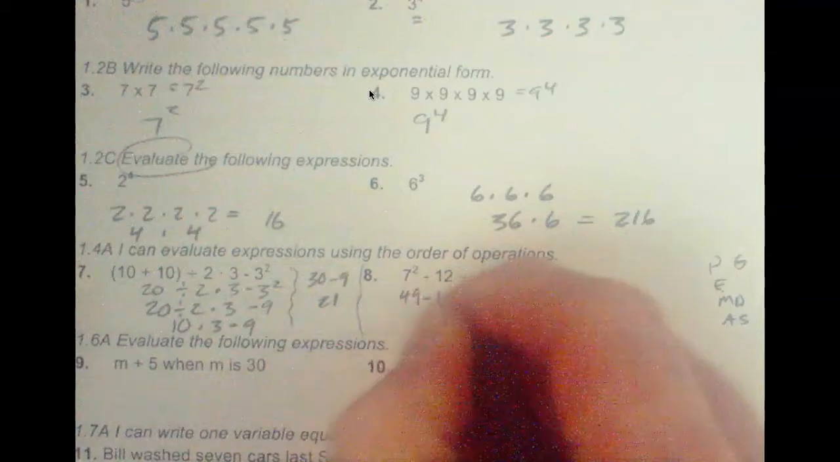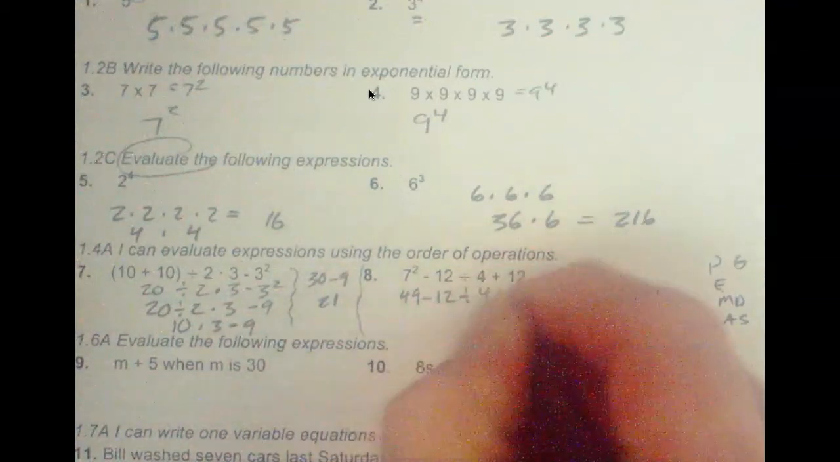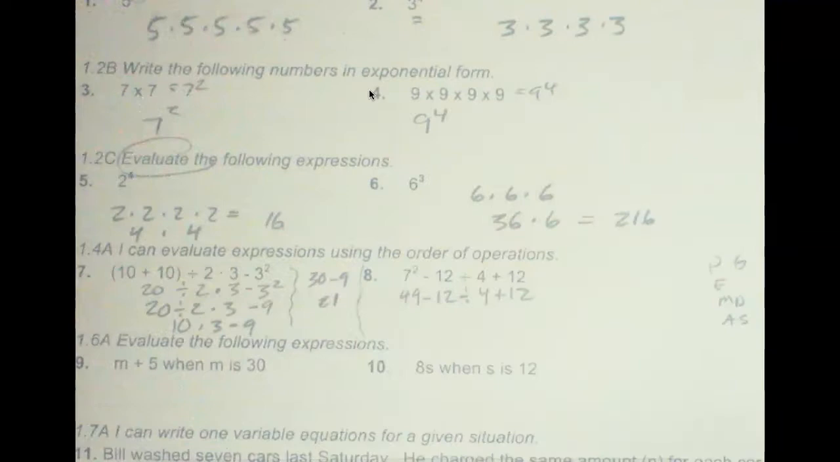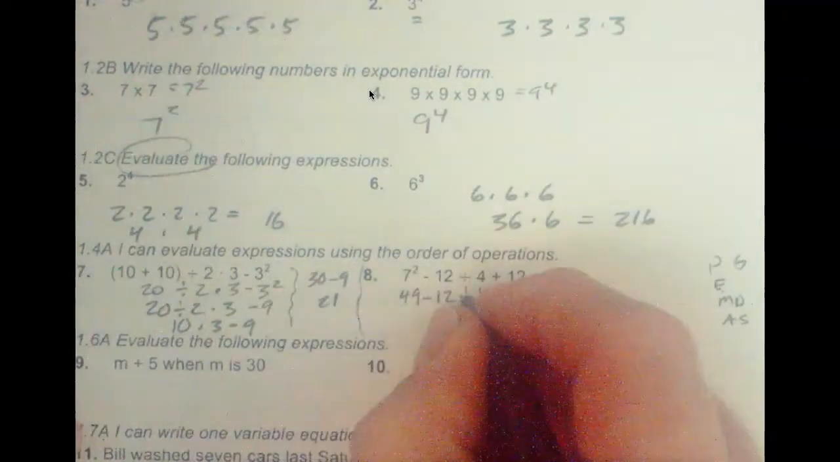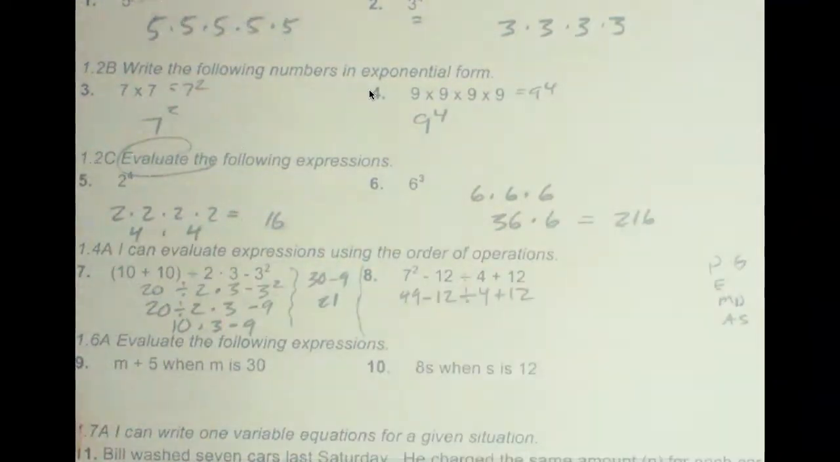So 7 squared would be 49 minus 12 divided by 4 plus 12. Got to write the whole thing out. This is where kids shortchange themselves and miss points by not showing the whole work steps.